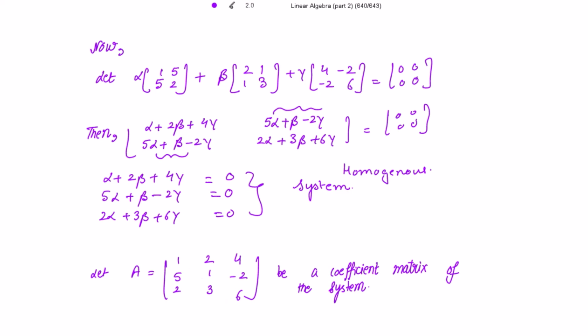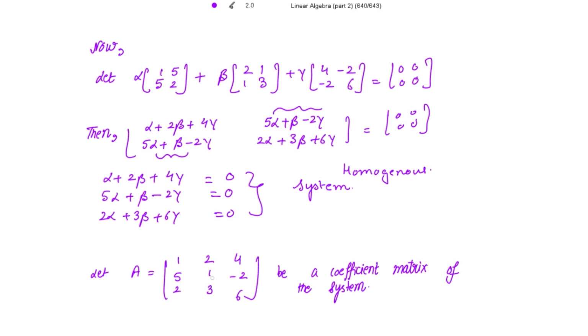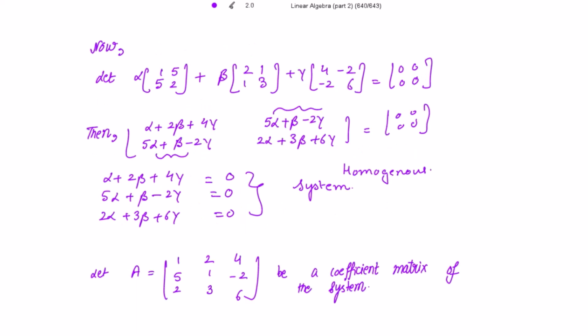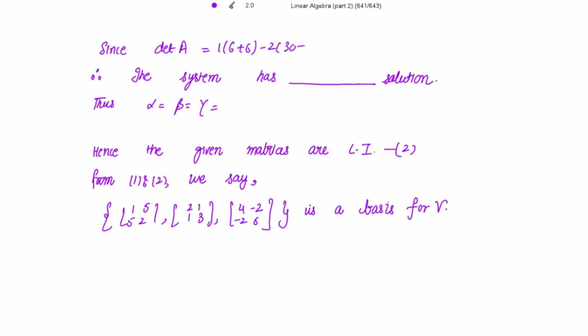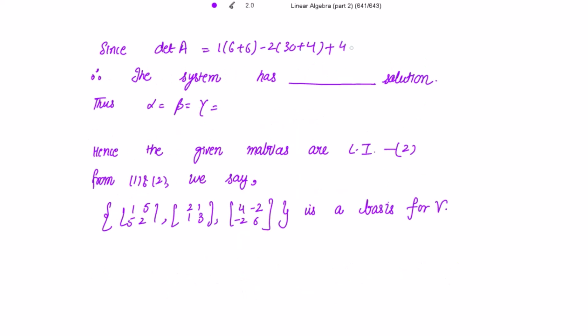So when you solve this matrix determinant, you will get, alright, this is 1, this is 6, and this is minus 6, that is 6 plus 6. And then we have minus 2, and then this 30 plus 4. And then at the last, 4 into, this is 15 minus 2. So which is equal to, this is negative 4. Alright, the determinant of A is non-zero, which means the system has only the trivial solution. For the trivial solution, thus alpha, beta, gamma is 0.